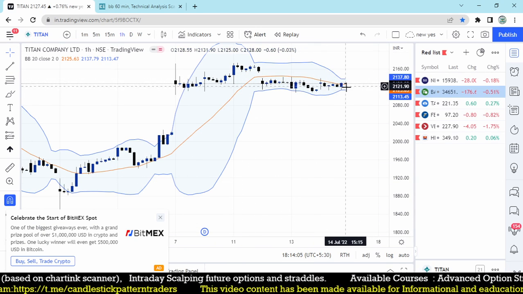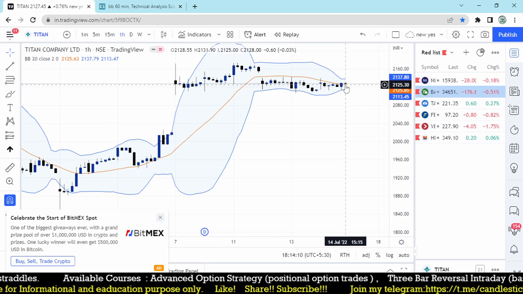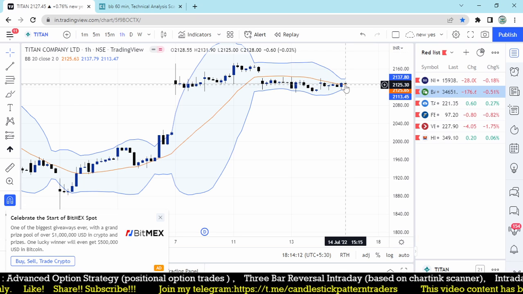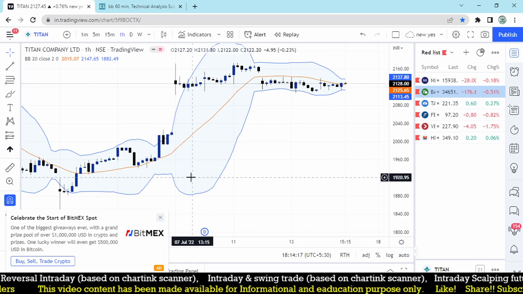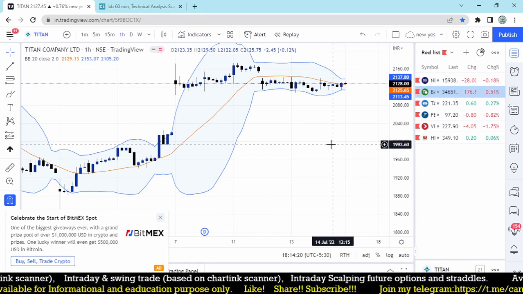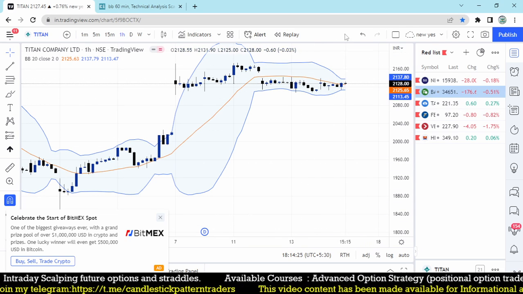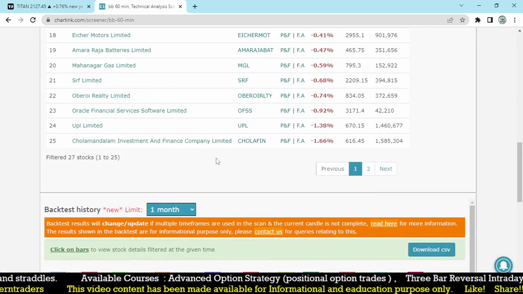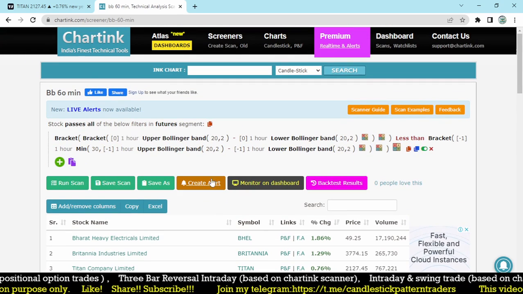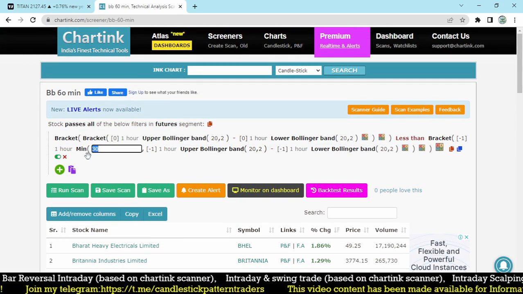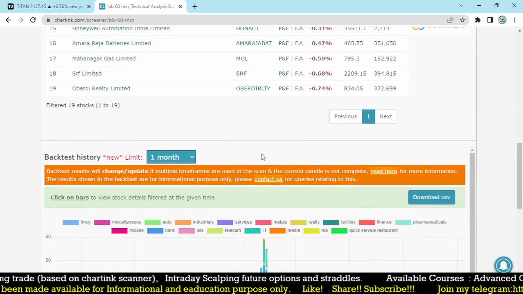This is another important thing. I'm going to add some conditions. Why? With this kind of setup there is a breakout either to the upside or the downside, right? If you get more than 25, 27 stocks, we may be confused about which stock to trade. So instead of that, I'm going to change the value to 60 candles. We got another 19 stocks.